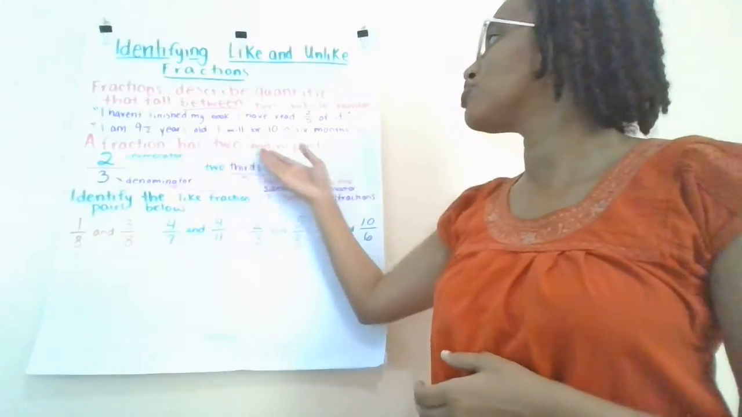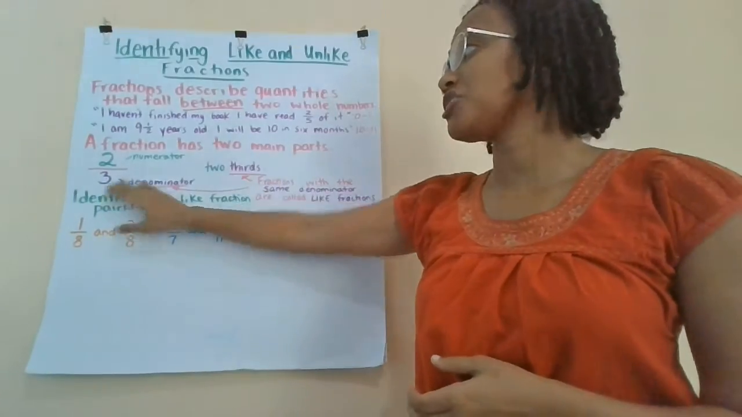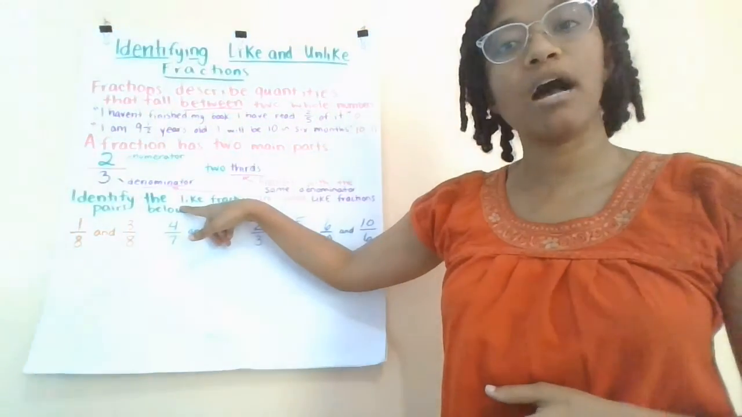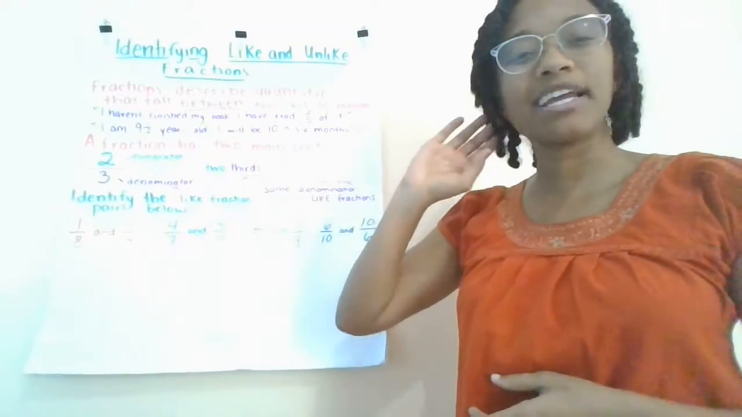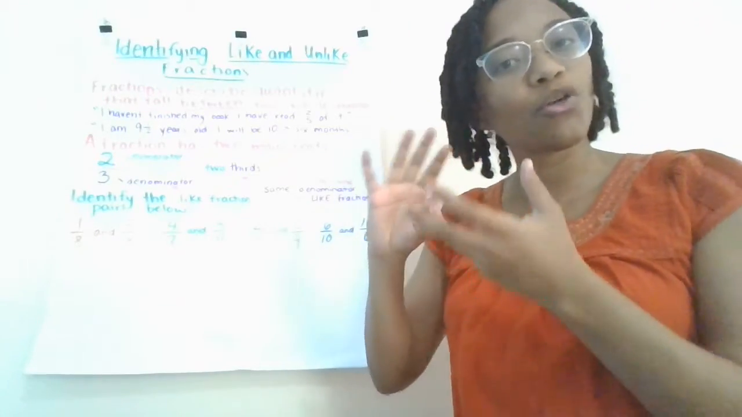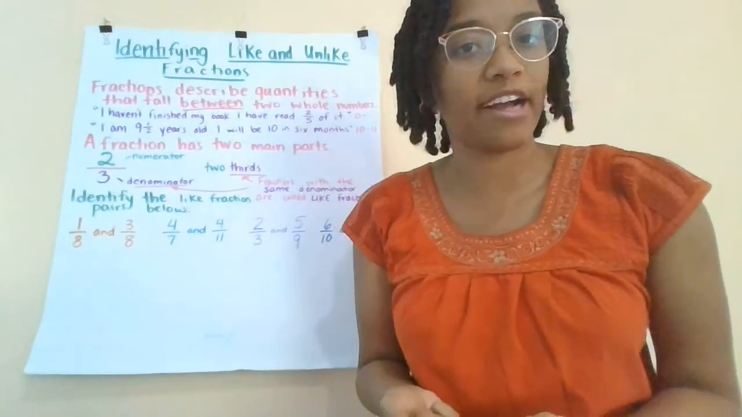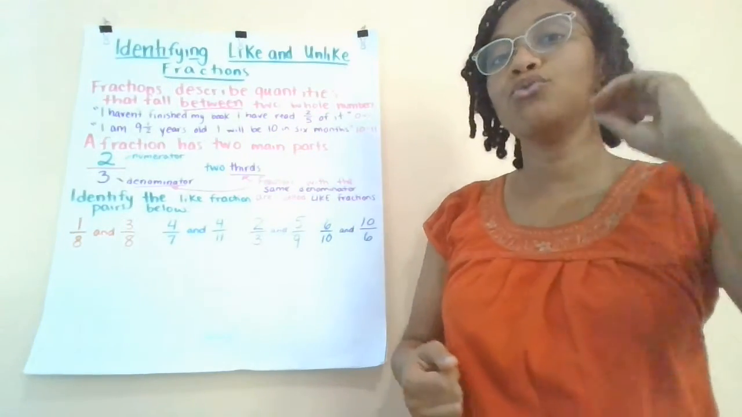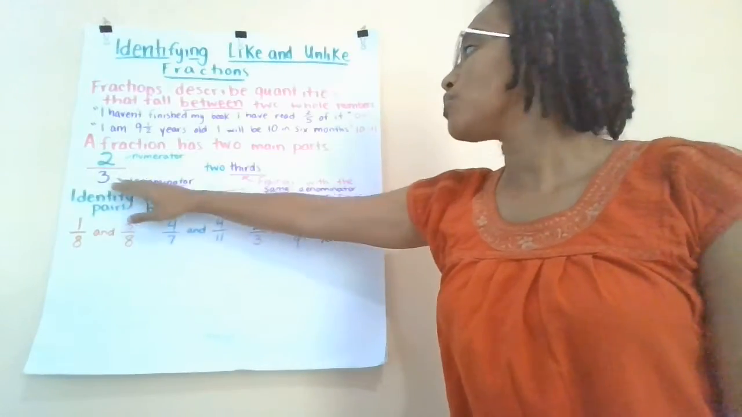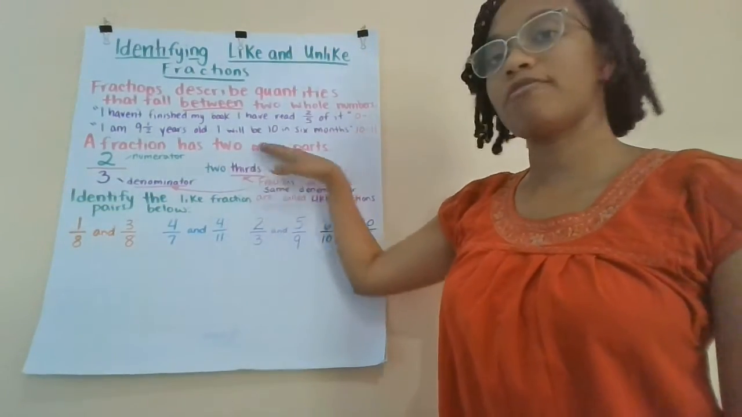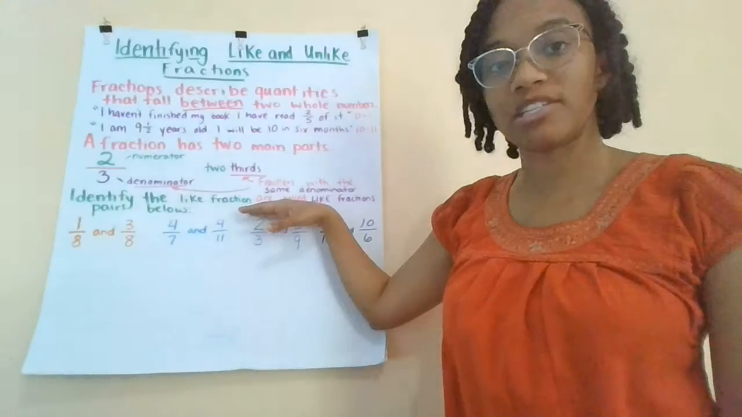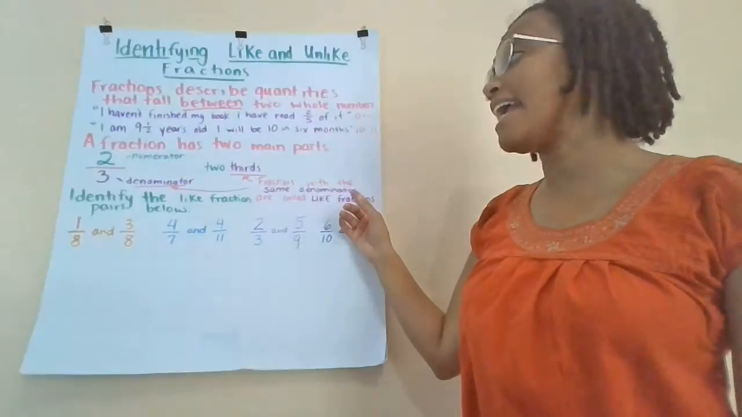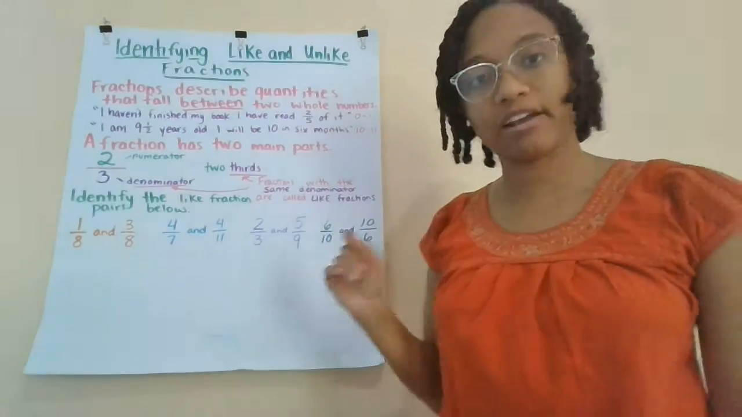A fraction has two main parts. This fraction, 2/3, has the numerator 2 and the denominator 3. We hear that denominator because the word changes when we say the fraction. Notice, I didn't say 2/3, I said 2 thirds, okay? So thirds is sort of the family name or last name of this fraction. It describes the denominator. Fractions with the same denominator are called like fractions.